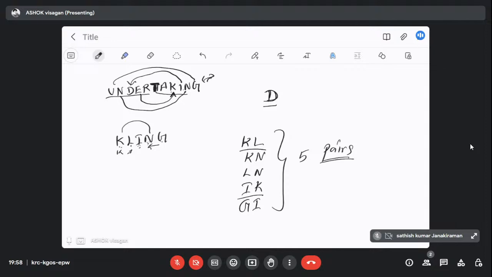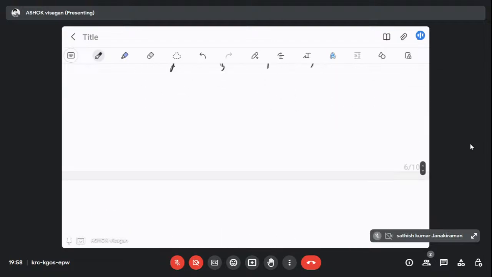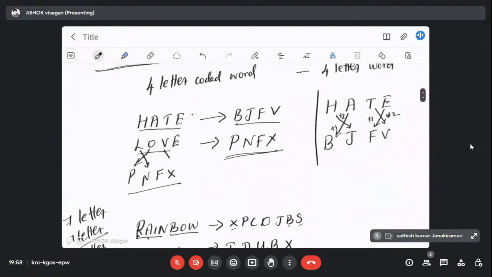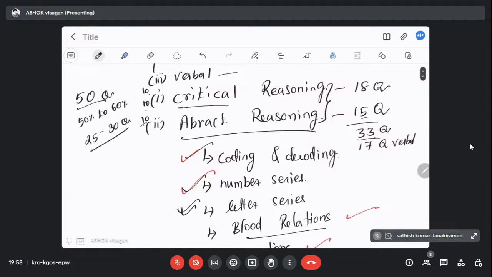And the next one is visual reasoning. Yesterday in class itself we discussed what topics will be important in the visual reasoning part. So you need to be very clear about abstract reasoning and critical reasoning. You should know the difference between abstract reasoning and critical reasoning. Without knowing the difference, you cannot handle it. So be very careful while you are attending the abstract reasoning.